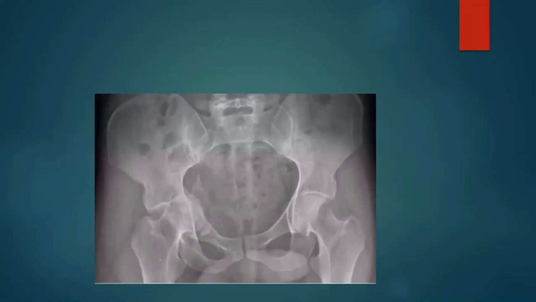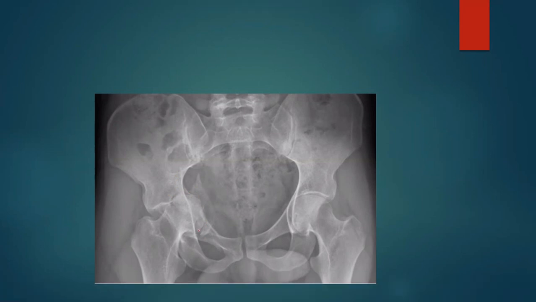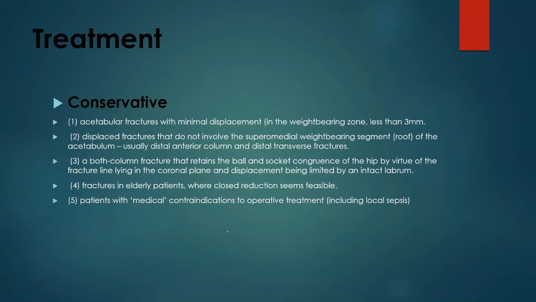This is an example of a right hip fracture dislocation. There is a fracture and a central dislocation of the hip with disruption of the roof of the acetabulum. If you notice, there is comminution and an extension to the ilium, the ischium, and the pubis. Usually you do CT scans for them, and according to the CT scan and displacement, we decide the way of treatment.